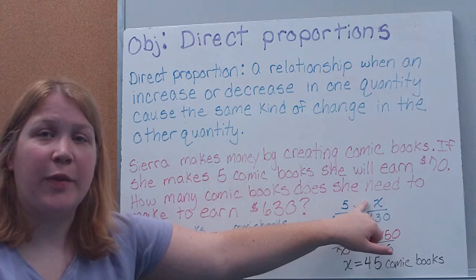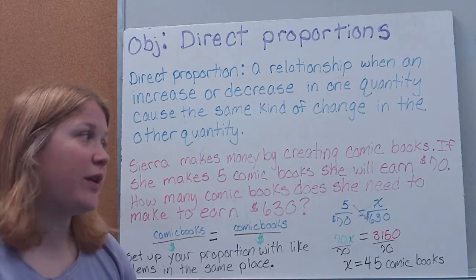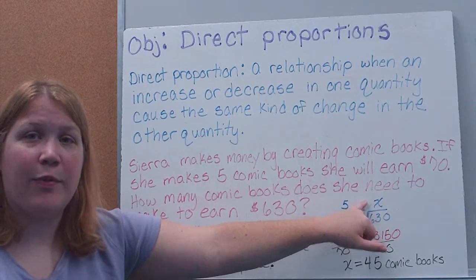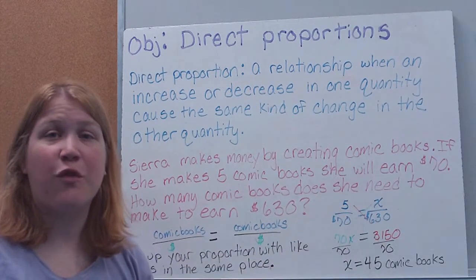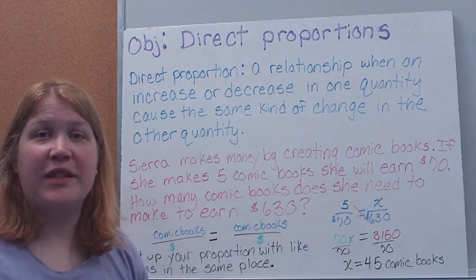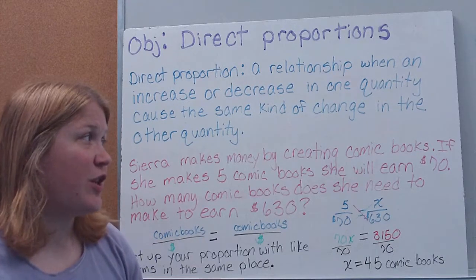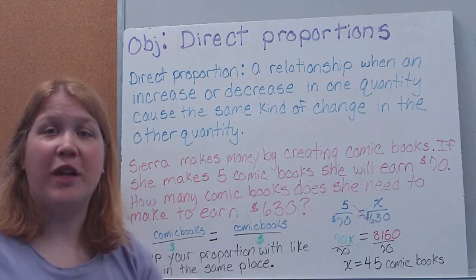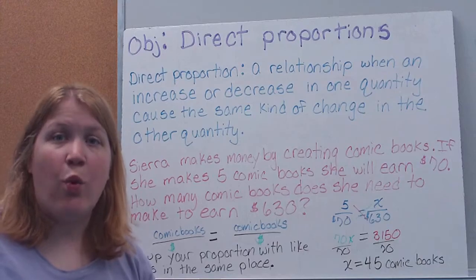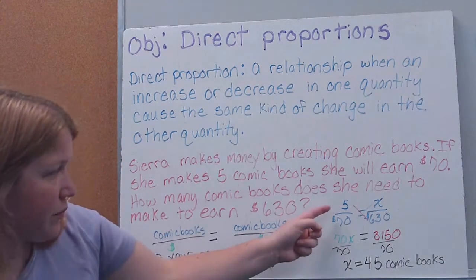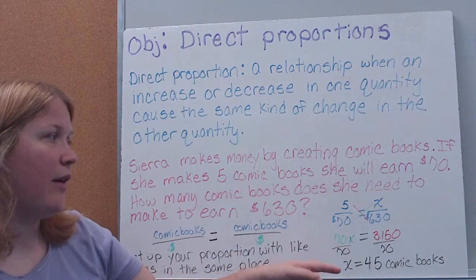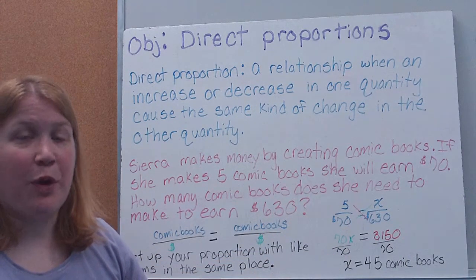So I'm going to use a variable, and I just like to use x when I don't know what it is. I don't know how many comic books I need to earn $630, but I know that these two ratios form a proportion because they are going to be directly proportional to each other. The more comic books she sells, the more money she's going to make. An increase in one creates an increase in the other. That's a direct proportion. So I set it up here, and then we know that we can use our cross products to solve it.